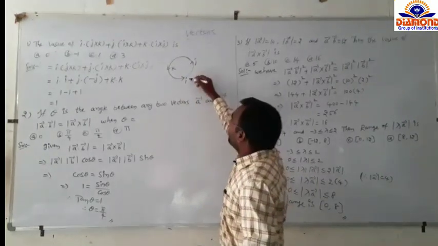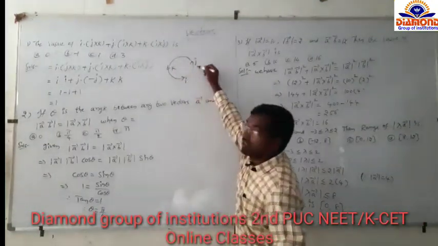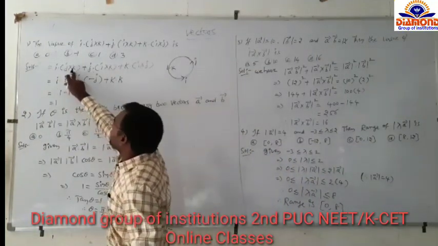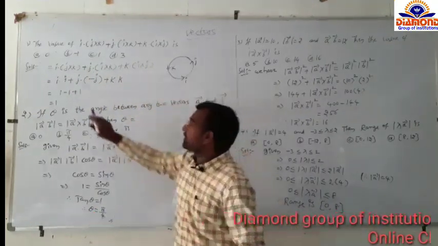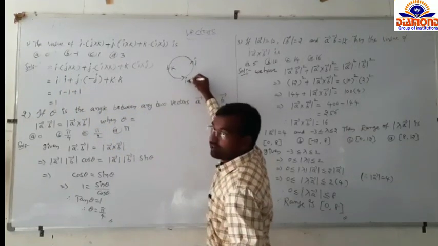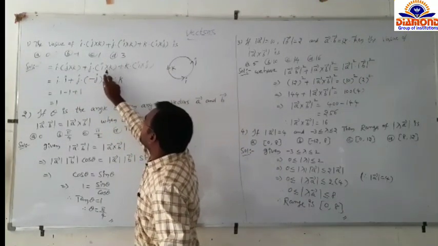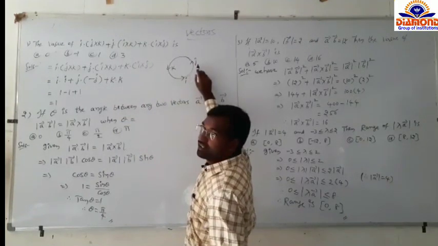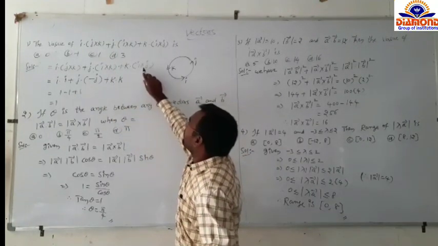You know that already: i cross j equals k, j cross k equals i, k cross i equals j. So first take the given value: i dot (j cross k) plus j dot (i cross k) plus k dot (i cross j). This equals i dot (j cross k), and j cross k is i. Next, plus j dot (i cross k). i cross k is the reverse order, so in the case of reverse order we can take minus j.